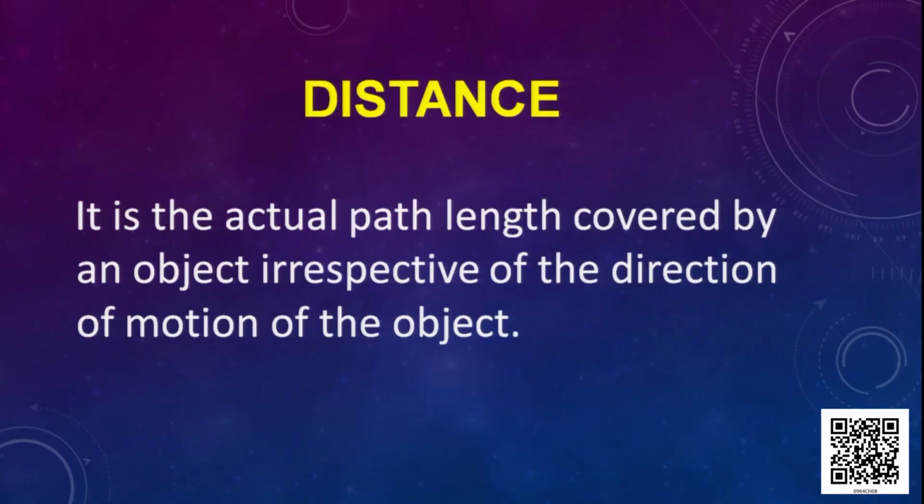Well, let us define the term distance now. It is the actual path length covered by an object irrespective of the direction of the motion of the object. The path length, whatever the object covered, may be in north direction, may be in south direction, may be in east direction, may be in west direction. Irrespective of the direction of motion of the object, the actual path length covered by the object is known as distance. So, this is the definition of distance.